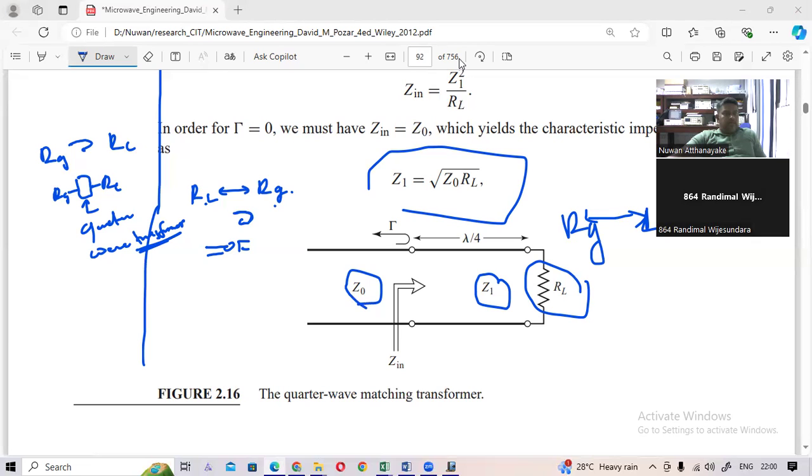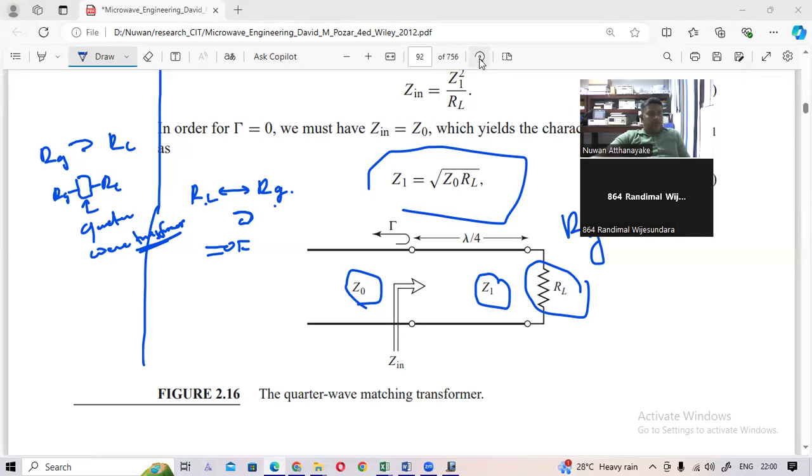Can you see me, Pandima? Can you see me? Okay, wait a minute.